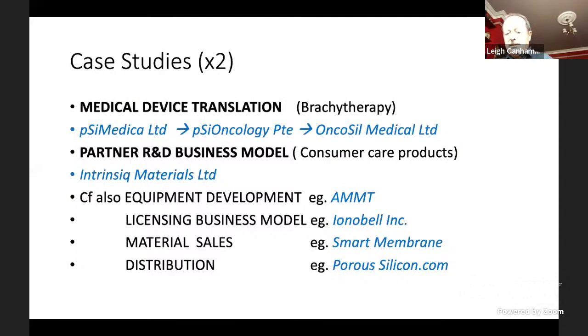So let's have a look at a couple of case studies. The first is medical device translation. We're going to look at using nanopore silicon in something called brachytherapy. I was involved with this with a UK company called Symedica, which did the early research, and a company in Singapore that did the first clinical trial. Currently this product is now with an Australian company called Oncosil Medical.